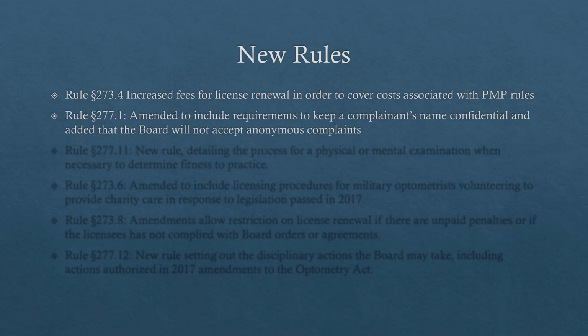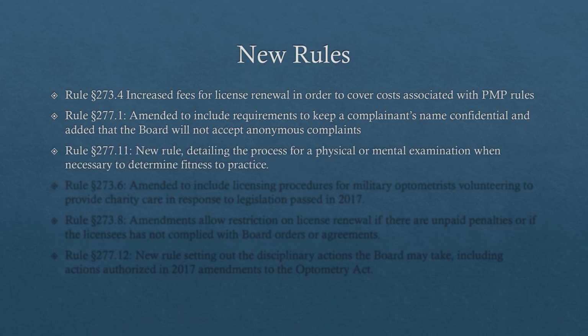277.1 was amended to include requirements to keep a complainant's name confidential, and it added that the board will not accept anonymous complaints, which I believe is a good thing. It allows us, as an optometric community, not to get complaints from people who don't wish to disclose their information. A new rule in 277.11 was created detailing the process for physical or mental examination when necessary to determine fitness to practice, and that's something that the board has the authority to do.